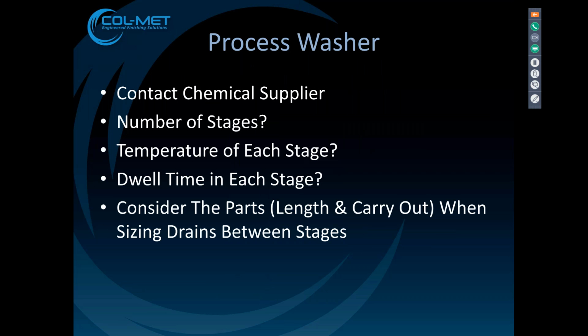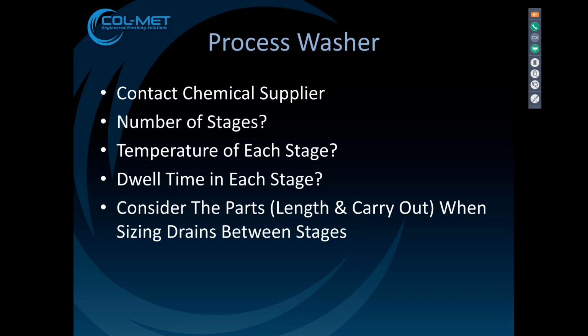So we've loaded our line now, and we're going to design a process washer. If your customer is currently utilizing a chemical supplier, if they're currently washing the product, it's a very, very good idea to get in touch with their chemical supplier. While the customer can tell you and will tell you information about the chemicals that they utilize, getting confirmation from the chemical supplier is always a very good idea.